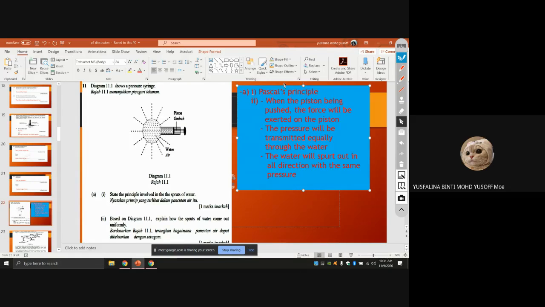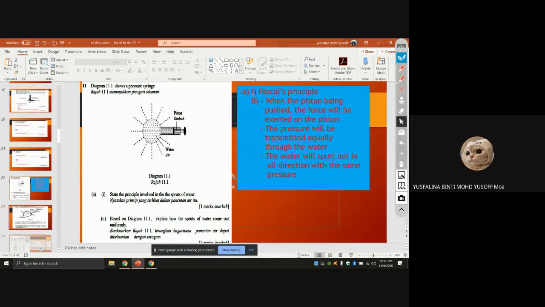Because this one uses Pascal, you have to know that Pascal said the pressure is the same. You give a force to the piston, and it will produce a pressure, and the pressure will be transmitted equally throughout the liquid. The water will spurt out in all directions with the same magnitude of pressure. So this is the explanation for the syringe.